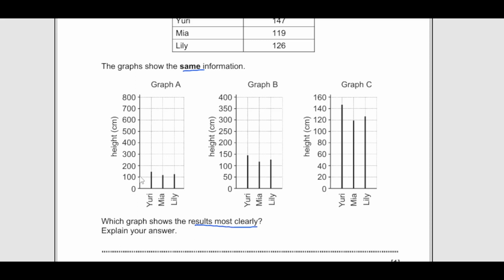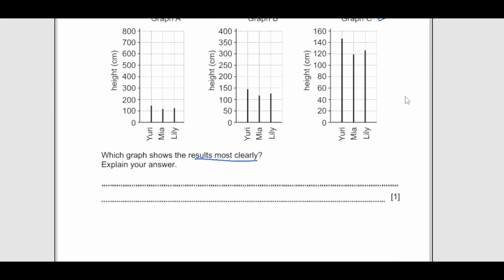Explain your answer. So if you look at this, the horizontal axis is the same. On the height, this is divided into 100, 200, 300. The whole graph is empty here. Then this is 50, 100, a difference of 50. This is the smallest difference here that is drawn here. So you can see the graph clearly here.